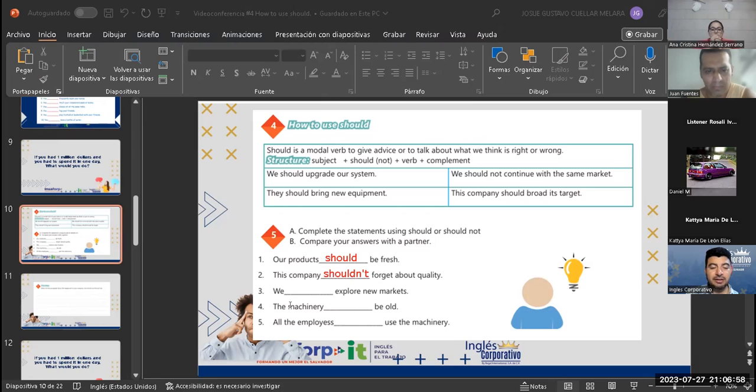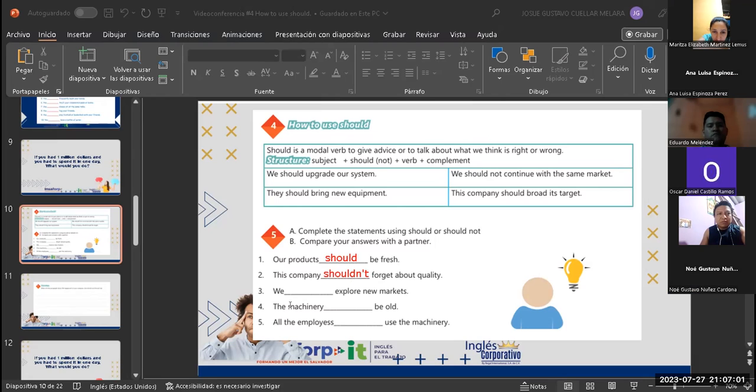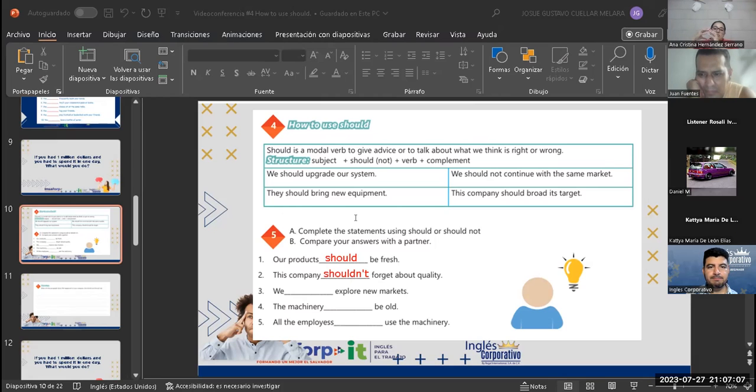Oscar, Daniel, David, I'm sorry. David, and then we go with Andre. Okay, David. Number 5: all the employees should use the machinery. Okay, yeah, something very real. Definitely, they should have training before. Necesitan capacitación, right? So if they have training, yeah, all the employees should use the machinery.